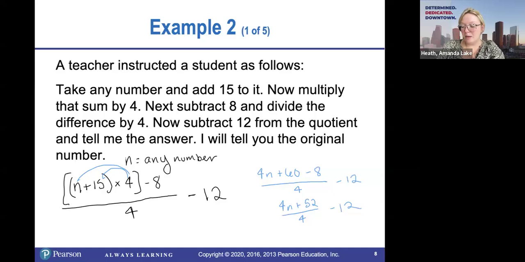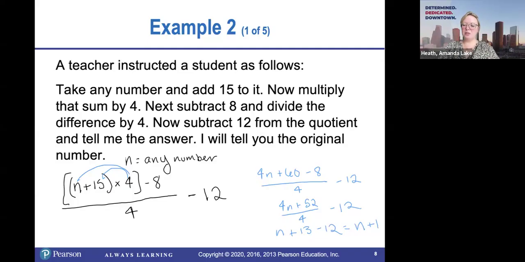Now 4n is divisible by 4, so 4n divided by 4 is n, and 52 is divisible by 4, and it will be 13. So I can divide both of those numbers by 4, and I get n plus 13 minus 12. And so that means the number is just n plus 1.